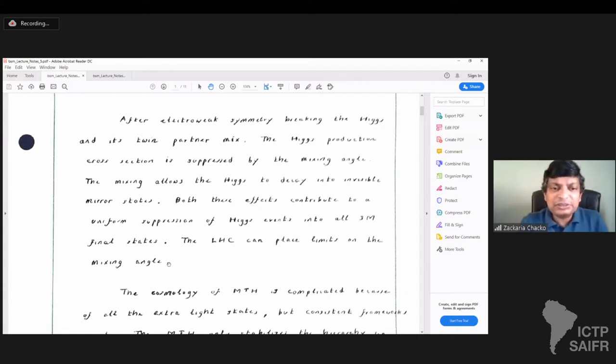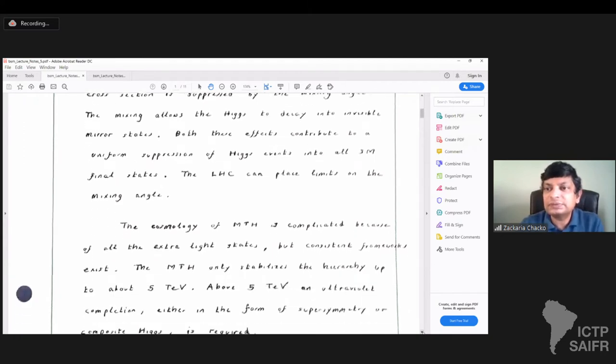And it turns out the mixing angle is related to the tuning in the model. To agree with the LHC bounds, you want to make the mixing angle small. But to make the mixing angle small, you have to make the mirror top quarks and the mirror gauge bosons heavy, and then you start bringing back fine tuning. So the LHC places limits on the mixing angle and indirectly places limits on the masses of the mirror particles.